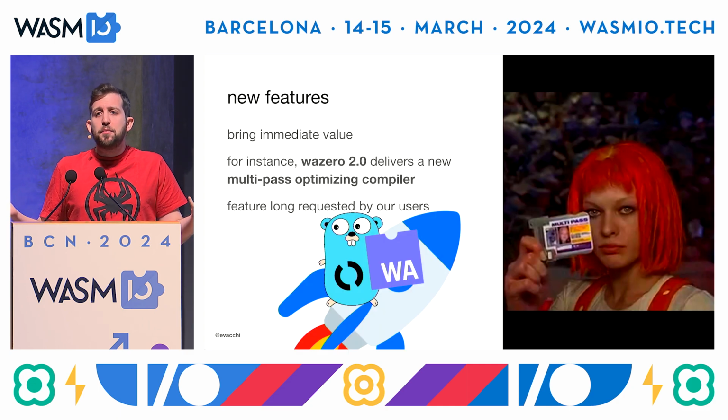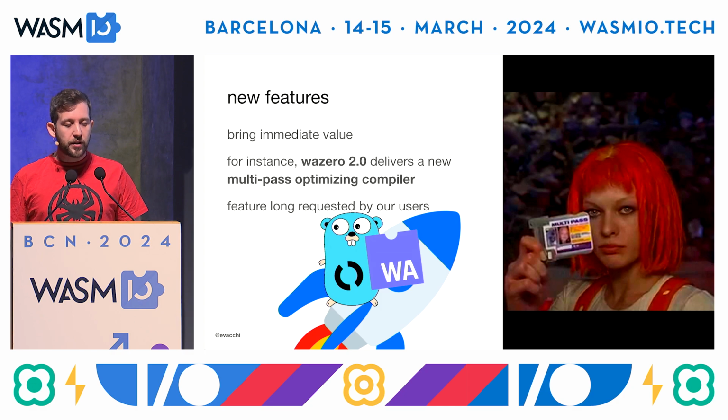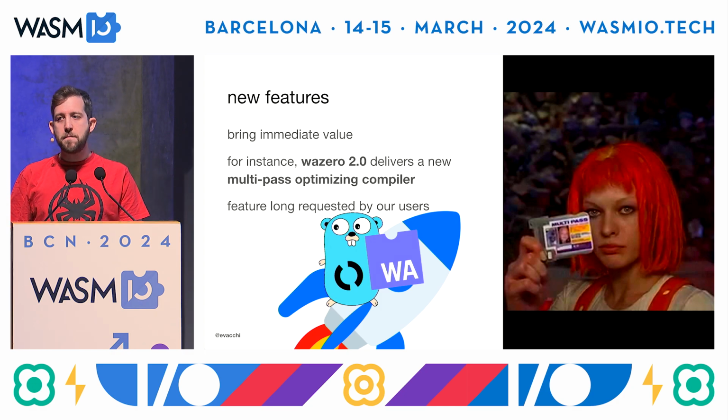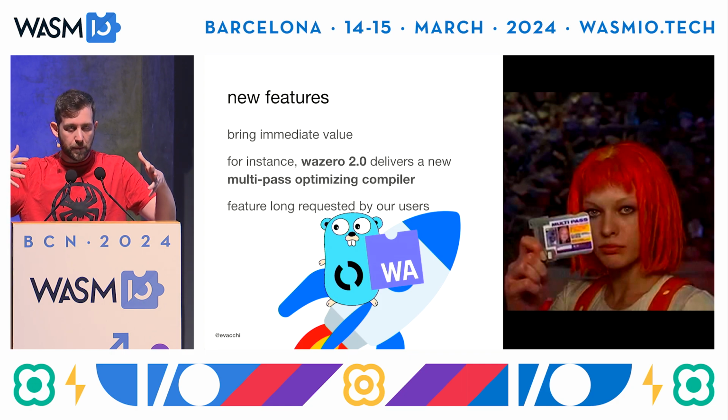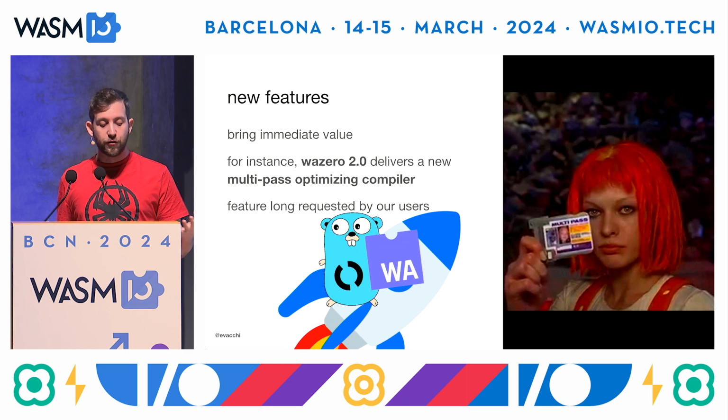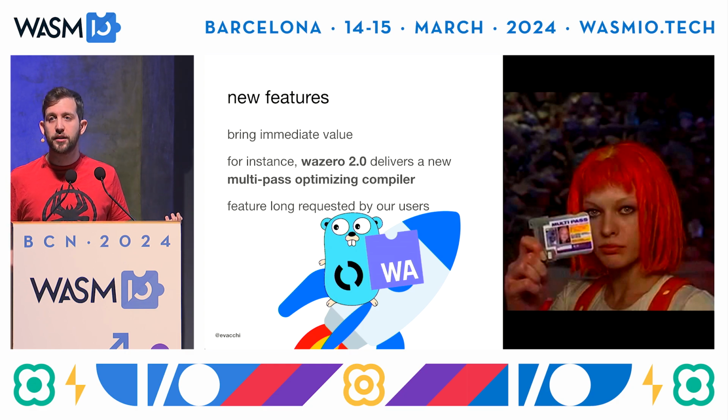In our case, it doesn't mean we don't bring new features. We just bring features that benefit our users and do not have a real impact, from the point of view of their usage. Like, we don't want to break APIs, for instance. So WAS-0 2.0 is delivering a multi-pass optimizing compiler. But that's transparent to our end users. We won't change any APIs.